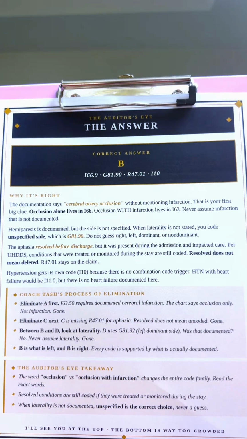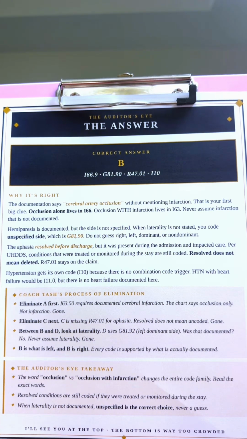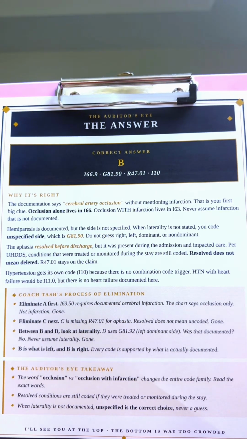The documentation stated cerebral artery occlusion without any mention of infarction. This is your first big clue. Occlusion alone lives in I66. Occlusion with infarction lives in I63. Never assume infarction that is not documented.